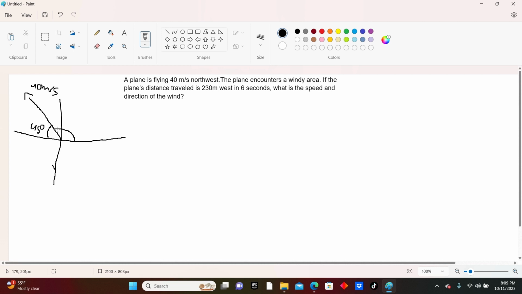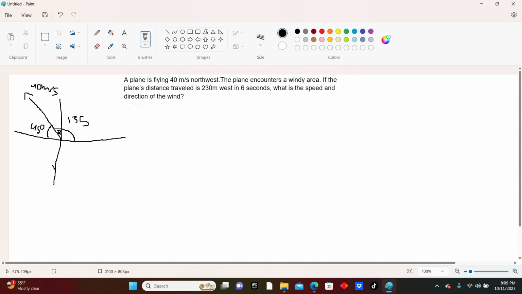So the angle from the positive x-axis to the vector is 135, and that's because this first quadrant makes a 90-degree angle, that's 90 degrees, and then the second quadrant is also 90 degrees. But if this angle is 45, then this small angle here must also be 45. So then 45 plus 90 is 135.